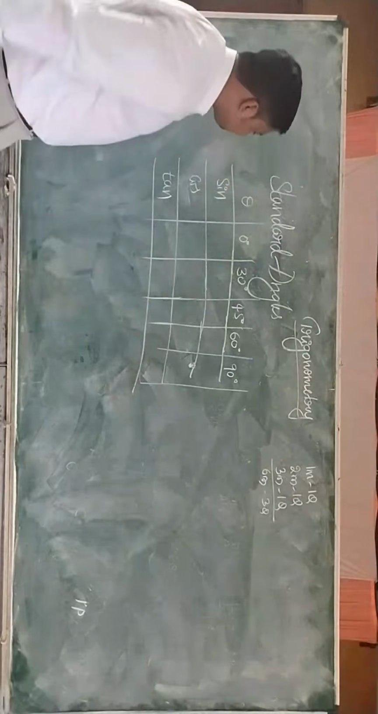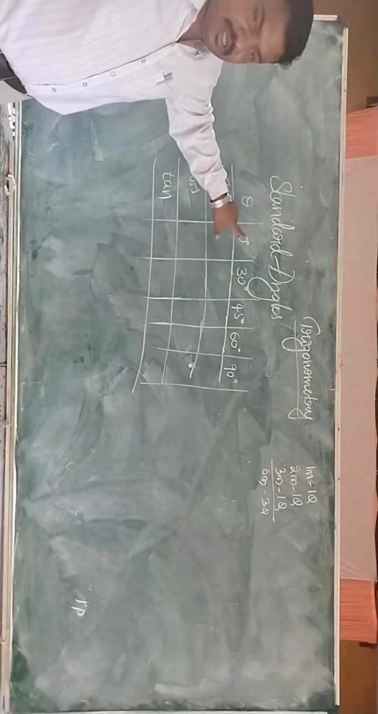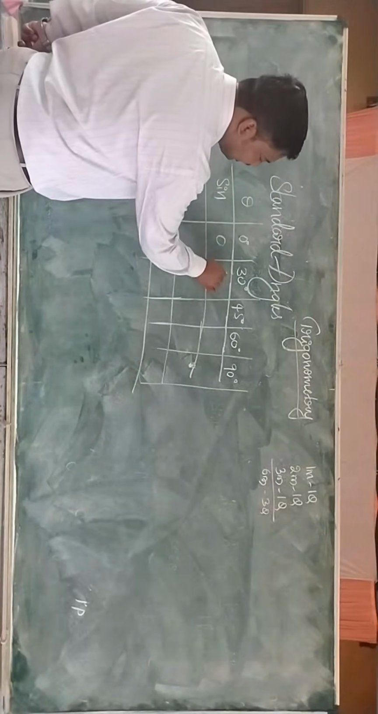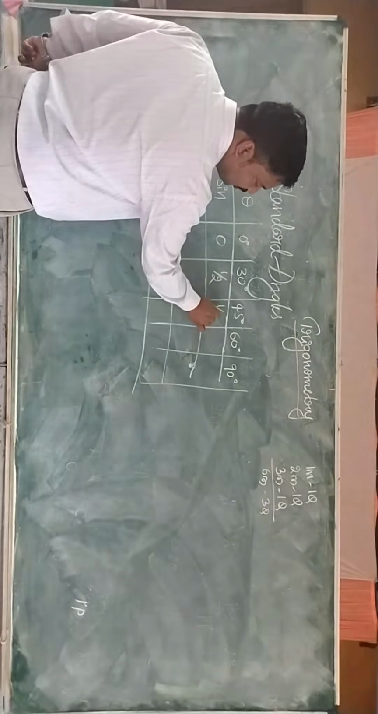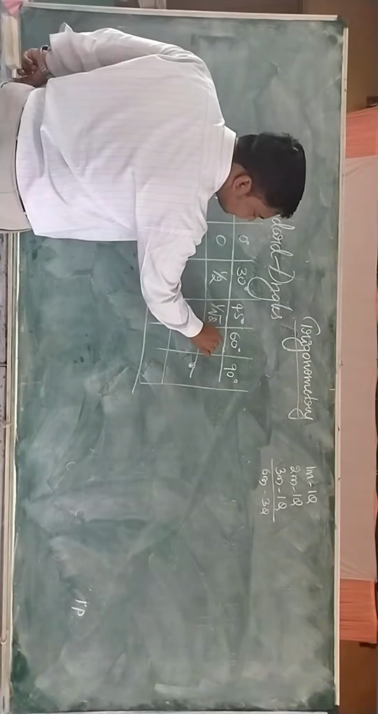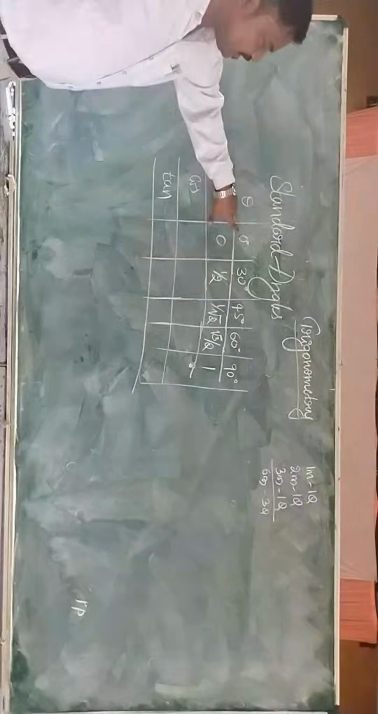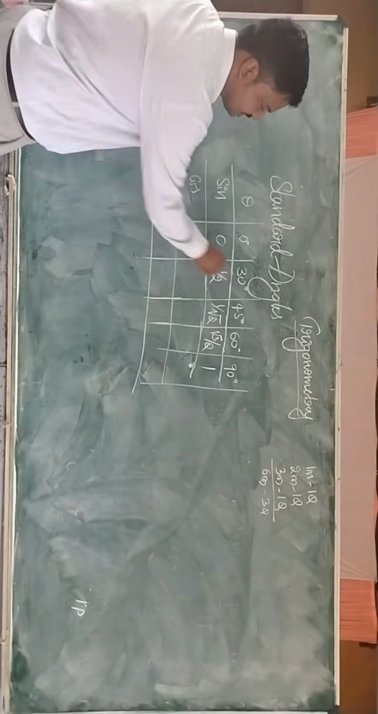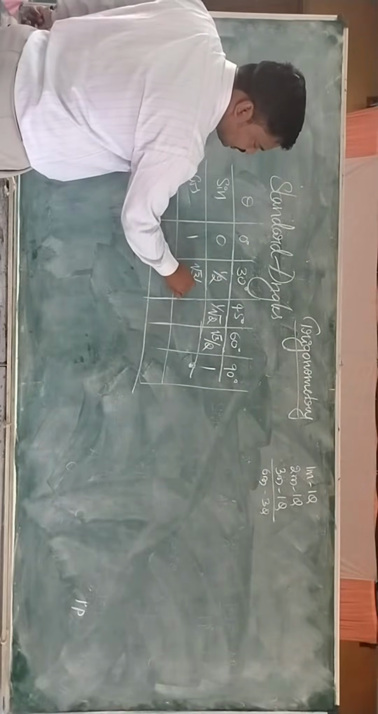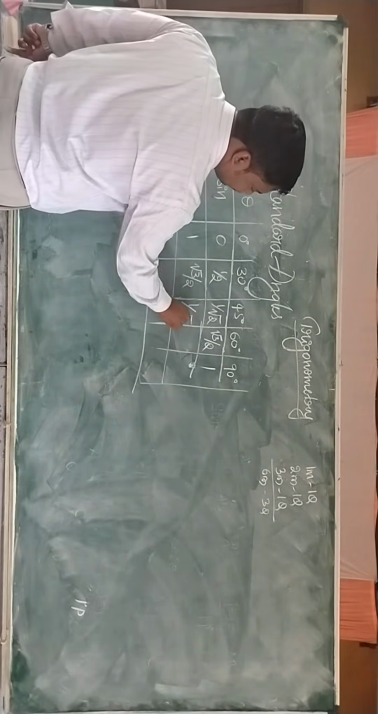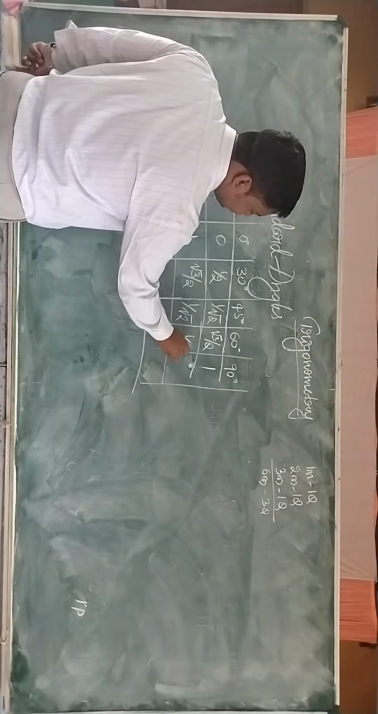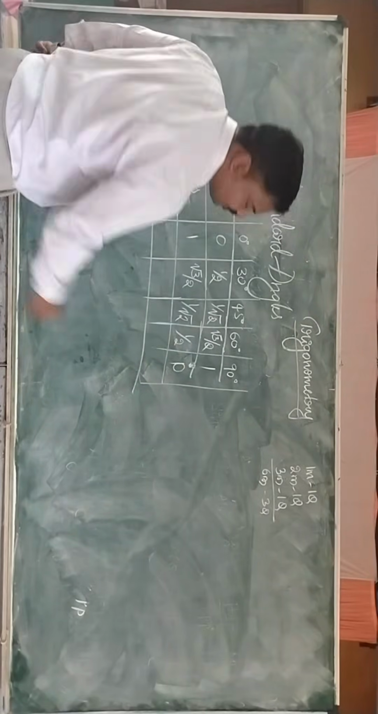Okay, yes, see, sine 0, 0, sine 30, half, sine 45, 1 upon root 2, sine 60, root 3 upon 2, sine 90, 1. Similarly, cos 0, 1, cos 30, root 3 upon 2, cos 45, 1 upon root 2, cos 60, 1 upon 2, cos 90, 0.